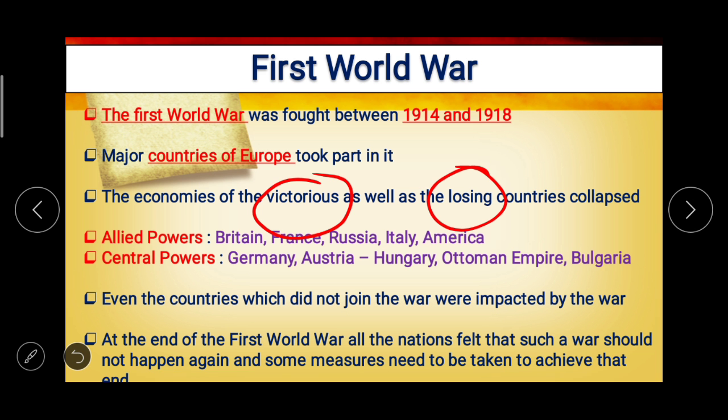Even the countries which did not join the war were impacted by the war. And at the end of the First World War, all the nations felt that such a war should not happen again, and some measures need to be taken to achieve that end. Now, why did this happen? Because war affected the world very badly, and not only the countries which were involved in the war, but also the whole world.